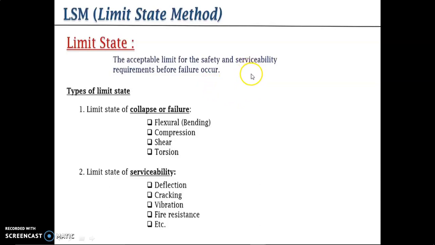And limit state is divided into two parts: limit state of collapse or failure and limit state of serviceability. In limit state of collapse or failure, we consider flexure, meaning bending, compression, shear, and torsion. And in limit state of serviceability, we consider deflection, cracking, vibration, fire resistance, etc.